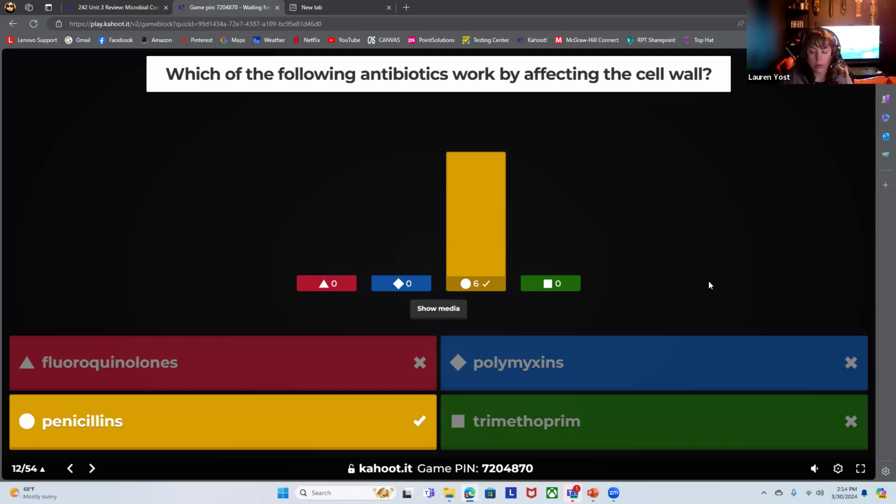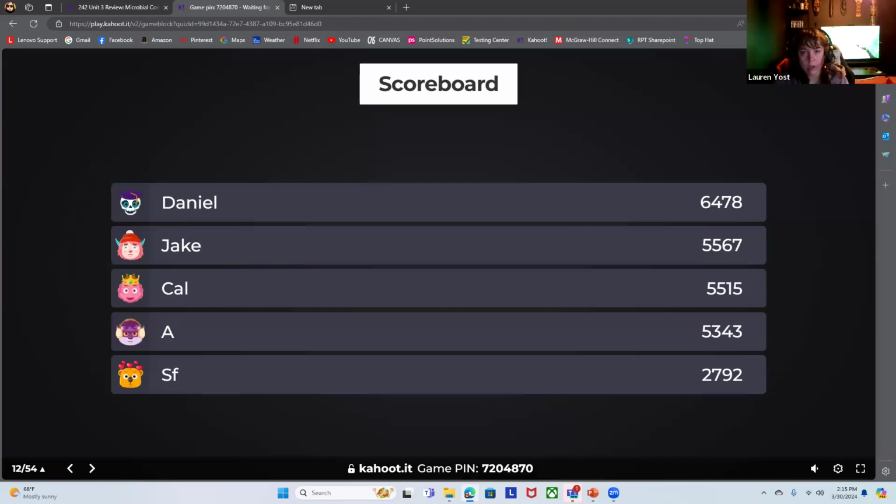Polymyxins are medications that fall into the drugs affecting the cell membrane. And then trimethoprim, we know because of the methyl, like methane, it's going to be stinky, and so are sulfas. So sulfas and trimethoprim together are going to fall into that folic acid inhibitor pathway. So we'll come up on those. I know we will here in just a little bit.